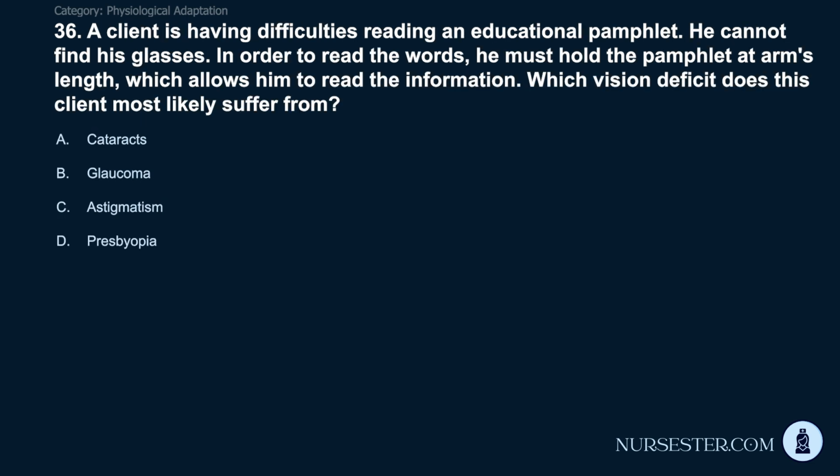36. A client is having difficulties reading an educational pamphlet. He cannot find his glasses. In order to read the words, he must hold the pamphlet at arm's length, which allows him to read the information. Which vision deficit does this client most likely suffer from? A. Cataracts. B. Glaucoma. C. Astigmatism. D. Presbyopia. Correct answer, D.